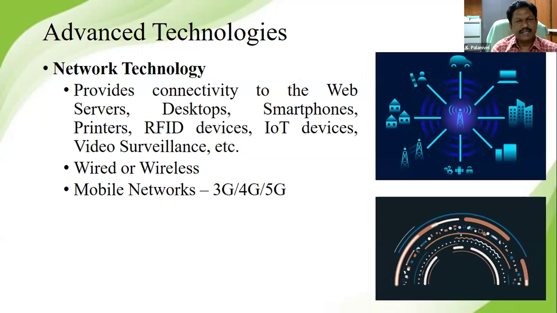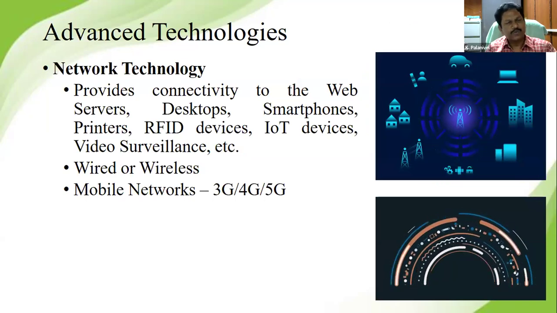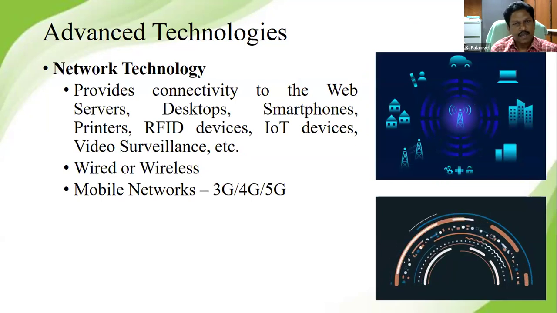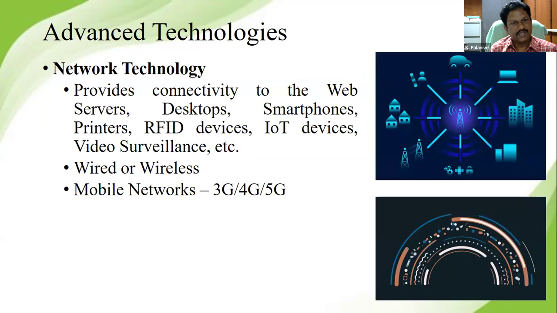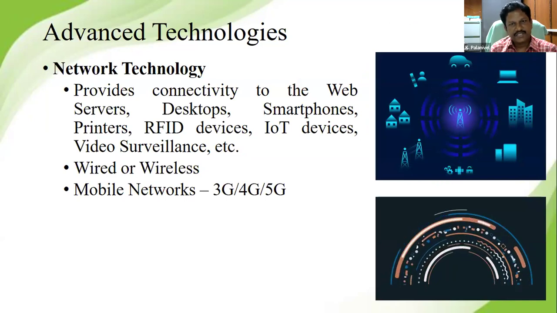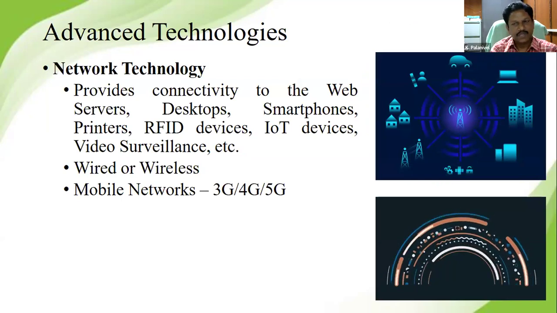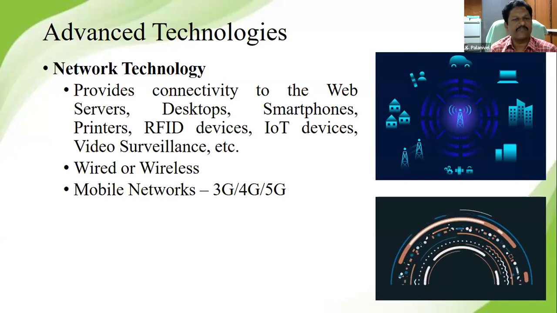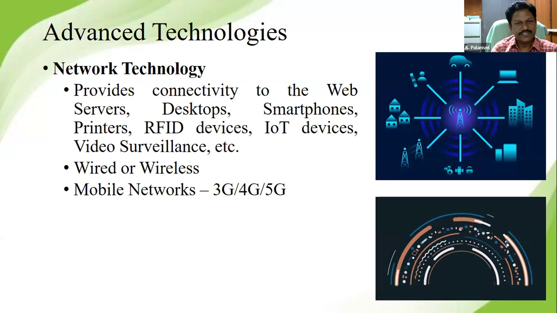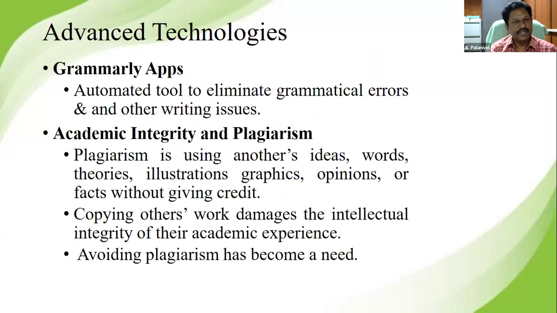So far we have discussed various technologies, even servers, applications, desktops, etc., and how these devices are going to connect. All the devices, whether web server, desktop, smartphone, 3D printers, even RFID devices, biometric devices, IoT devices, everything is going to be connected through a network. When you are talking about a network, we can say it is wired or wireless. Today people are talking about 5G, one of the most popular mobile networks, evolved from 3G and 4G.